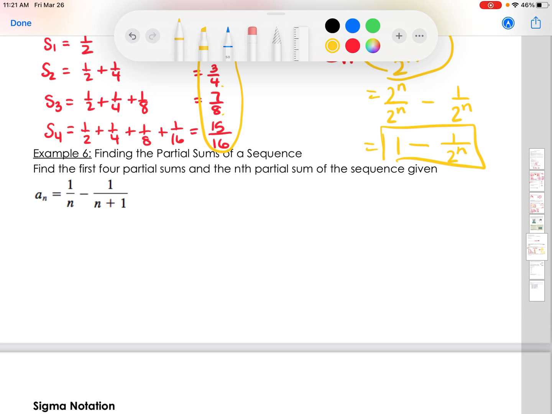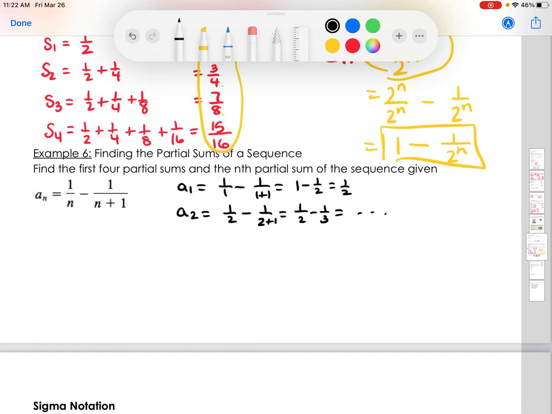Find the first four partial sums and then the nth for this sequence. All right, so let's think about what those terms are. If I plug in 1, a sub 1 is going to equal 1 over 1 minus 1 over 1 plus 1. So that's going to give me 1 minus 1/2, or 1/2. If I plug in 2, that's going to give me 1/2 minus 1 over 2 plus 1, so 1/2 minus 1/3.